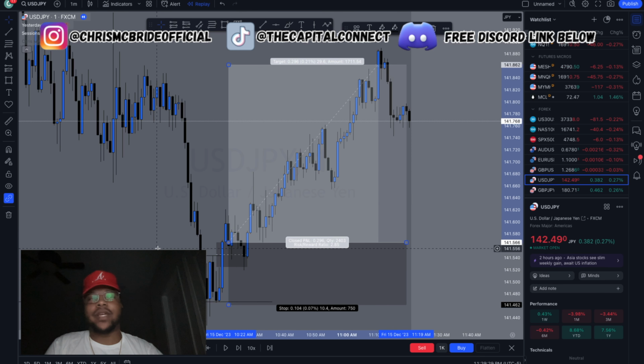You wait for a sweep of a relevant high or relevant low, right? For me personally, it's going to be daily highs, daily lows, session highs, session lows. You wait for the MSS, then you get the fair value gap, you enter, right? Stop loss is straightforward, TP is straightforward. Like, this strategy is so simple, guys.